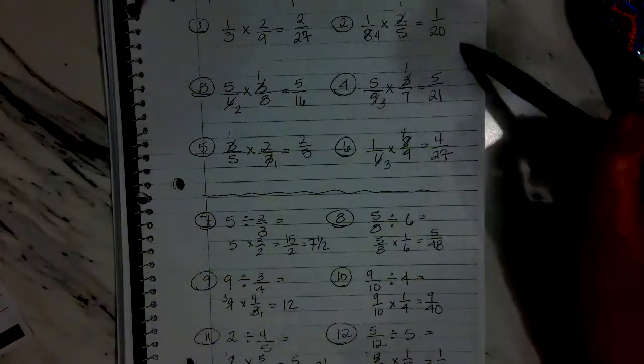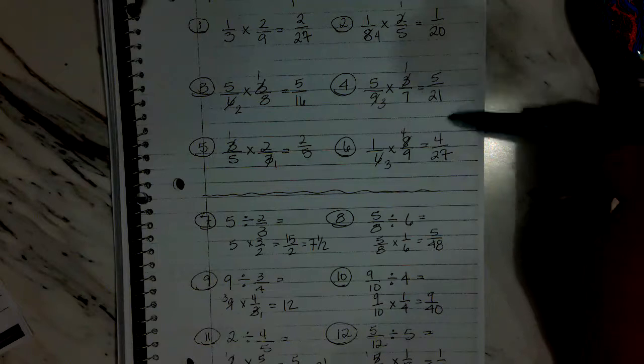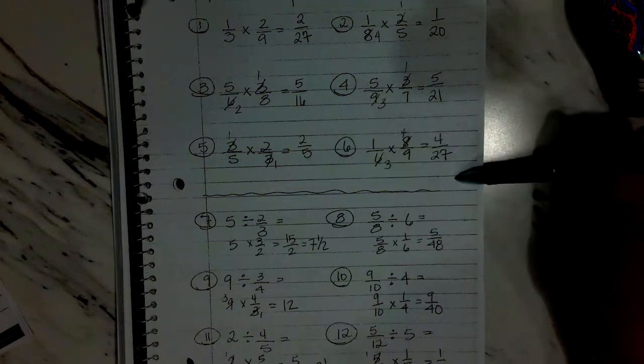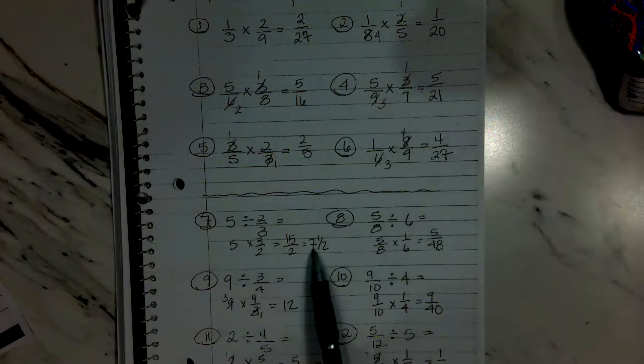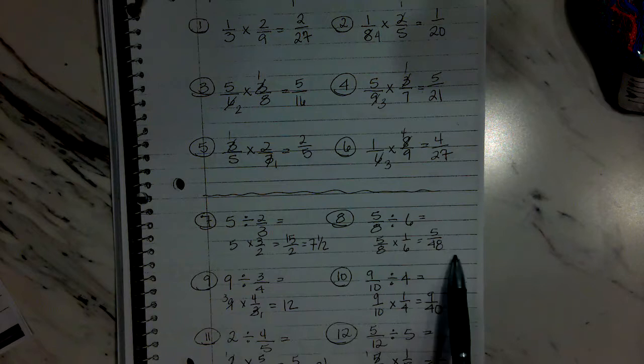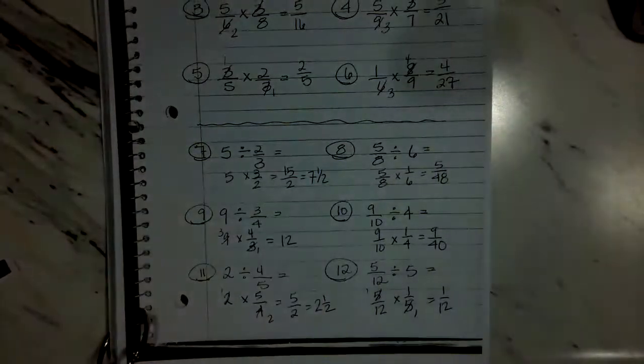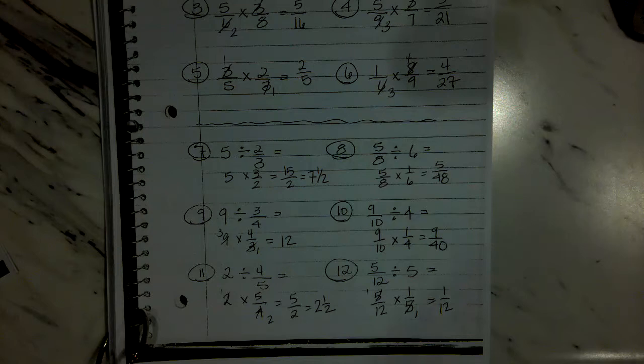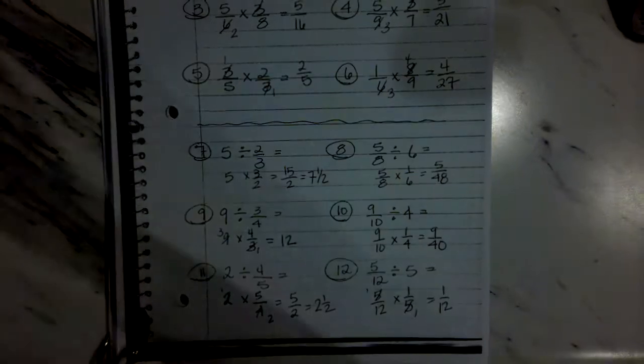All right, let's correct. 2 sevenths, 1/20th, 5 16ths, 5 21sts, 2 fifths, 4 27ths, 7 1/2, 5 48ths, 12, 9 40ths, 2 1/2, 1 12. How did you do? Hopefully extremely well.